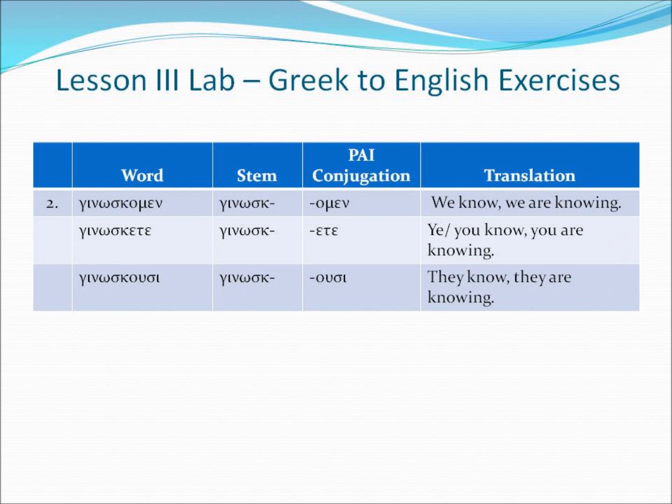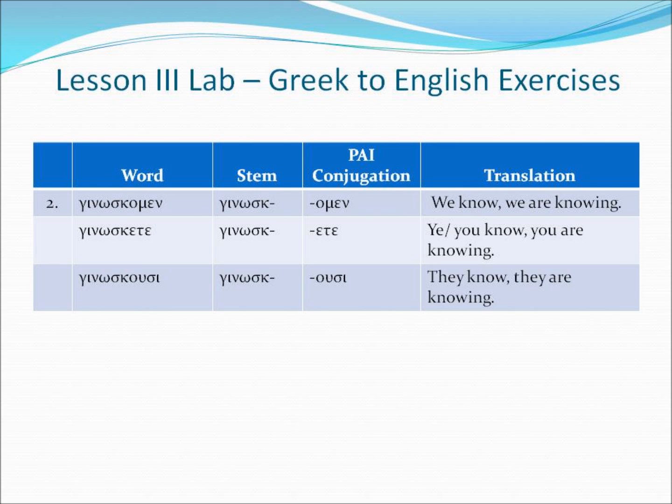Now, example number 2. First word is gnoskamen. Notice the stem comes from gnosko, or the stem is gnosk, with the present active indicative conjugation of amen. That's a first person plural. Translation, gnoskamen is we know, or we are knowing. Second word, gnoskete. Once again, the stem is gnosk, with a present active indicative conjugation of ete, which is the second person plural. Translated, ye, or you know, or you are knowing.